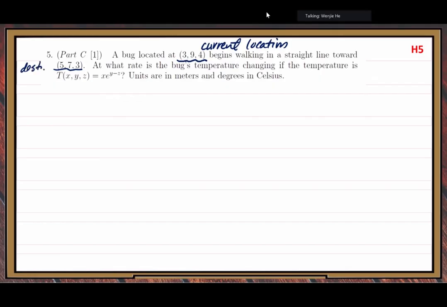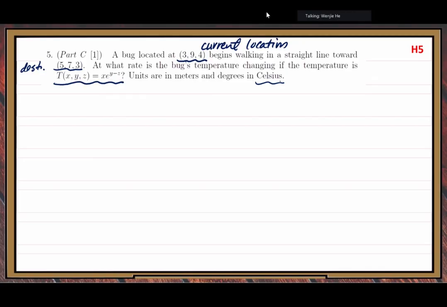The destination point. At what rate is the bug's temperature changing if the temperature function is given? It is a 3-variable function. Units are in meters and degrees in Celsius. Here, to do it, there are several steps.